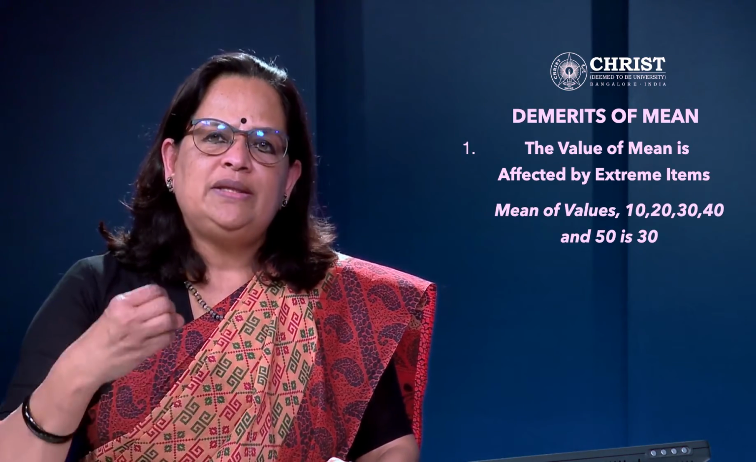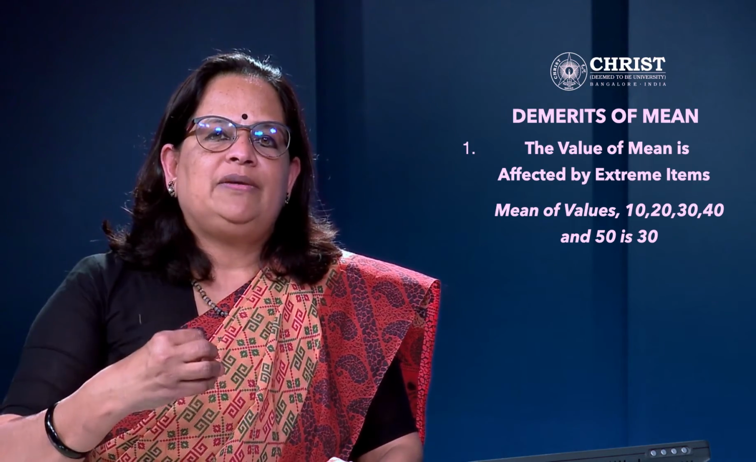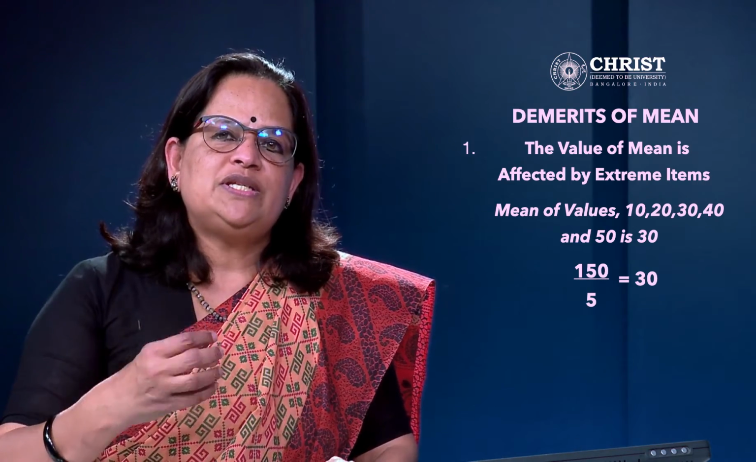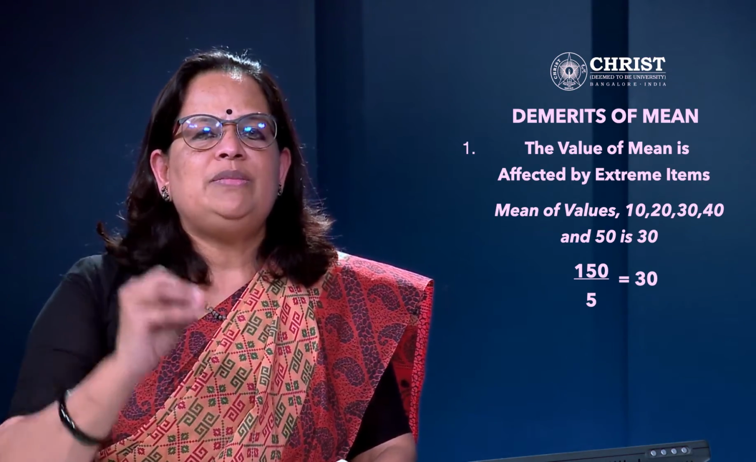Now if you see the demerits of mean, if you have advantages, it will automatically have demerits or limitations also. The value of mean is affected by extreme items. For example, the mean of values 10, 20, 30, 40 and 50 is equal to the total 150 divided by 5. For individual observations, you take the total of the values, which is 150, divided by 5. So the mean is 30.